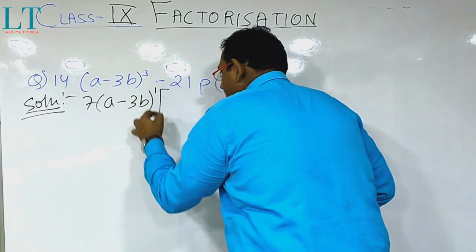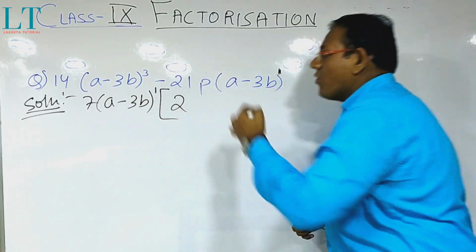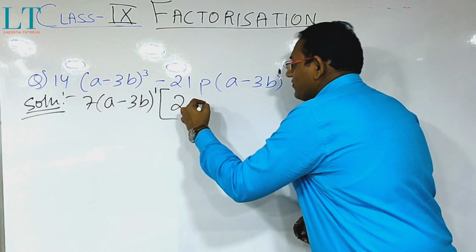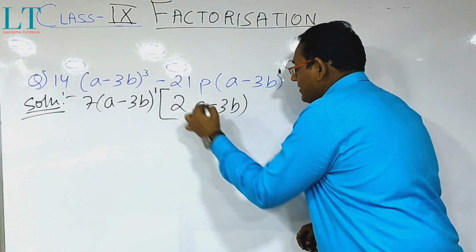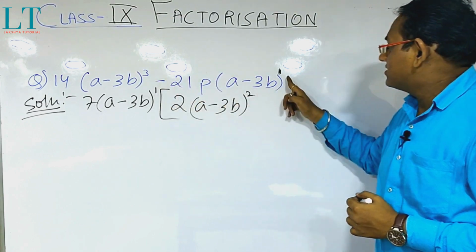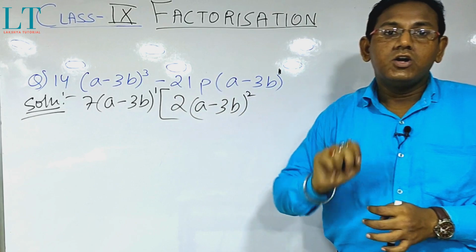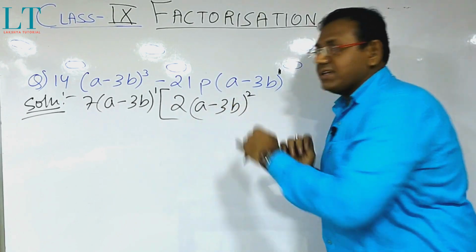So what is left from the first term? If we have already taken 7 common, we are left with 2 over here, and we are left with a minus 3b whole to the power 2. Why power 2? Because this is power 3, this is power 1. If we take power 1 over here, we will be left with power 2 over here. So we are basically getting this entire expression.